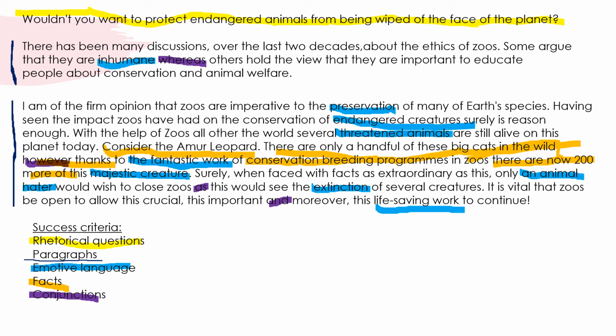And you can see I've used a variety. So I've got whereas, however, as, and. Now, I also have done something that wasn't in my success criteria, but it is something we have looked at. I've done the power of 3. This crucial, this important, and moreover, this life-saving. So that repetition of the word this, really hammering home and being persuasive.